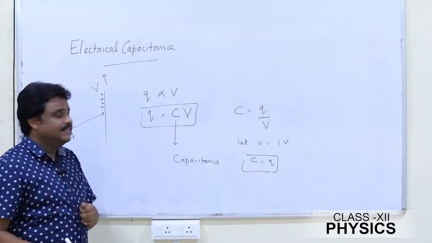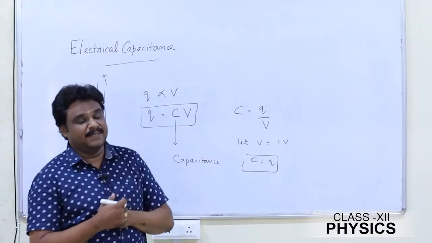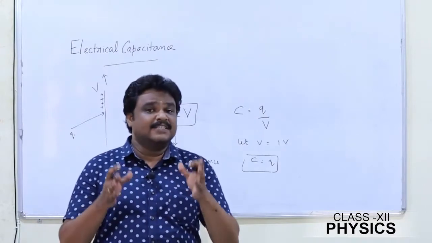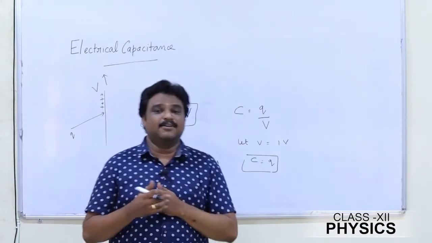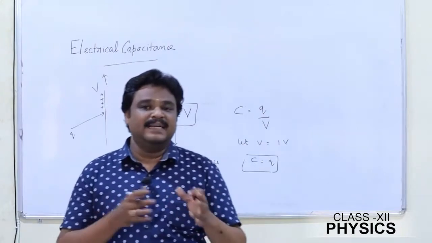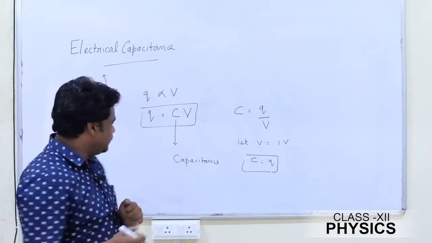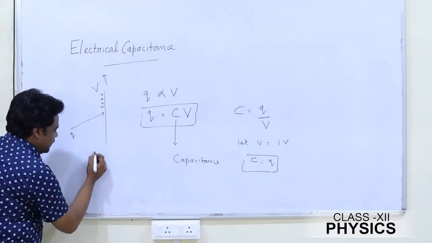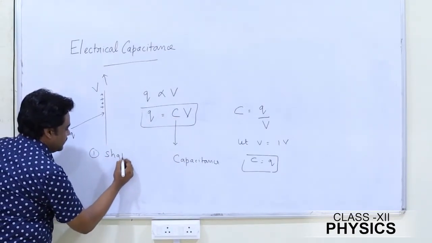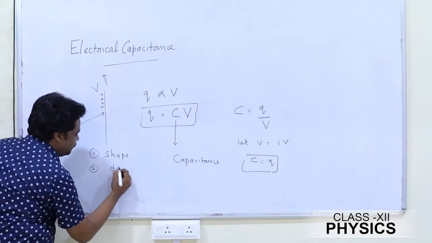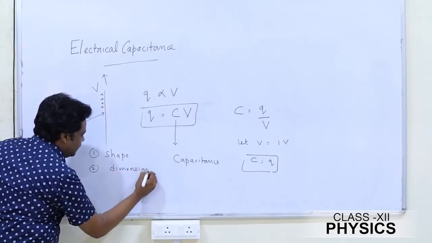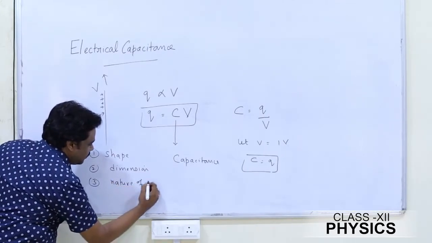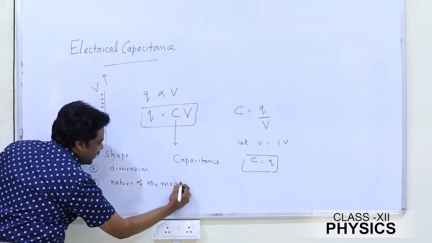Now the most important thing: on what factors does the electrical capacitance depend? Already I said, while discussing the first chapter also, on what factors the constant of proportionality depends. You should take care of those things because it will be helpful while dealing with small questions. The very first, it depends upon the shape of the conductor. Number two, it depends upon the dimension. It depends upon the nature of the medium in which the conductor is placed.